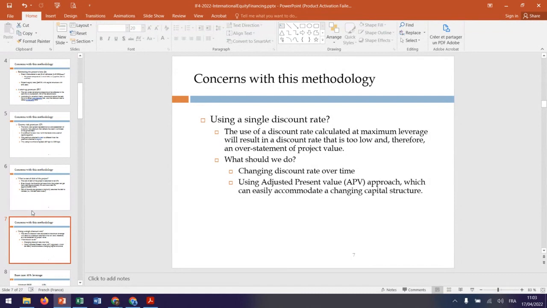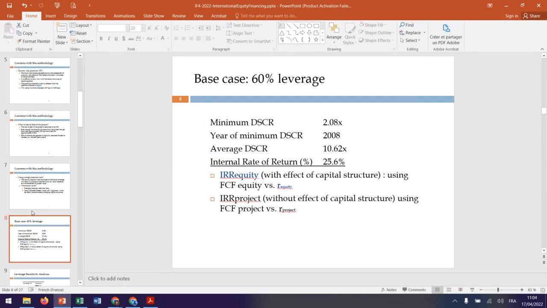Now in the real world, when you compute all these IRR, equity IRR, project IRR, you assume one single discount rate for all the period. So if you believe that some of the risk of the project may change over time depending on the state of the project, and you want to readjust the different discount rate, you can use the APV, for example, adjusted present value approach, when you do this kind of evaluations, to accommodate changing capital structures.